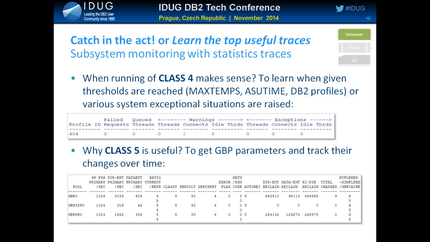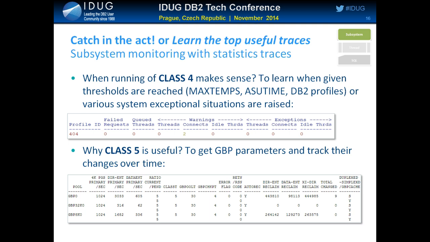So why use that? Class 4, if you want to know when a specific threshold is reached. So you may use the resource limiting facility, then you will get some notifications, or use Db2 profiles or some other thresholds. Then you will get a record. So in this sample, I just defined some profile, and it tells me when the number of connects is more than 1. I just get a notification.